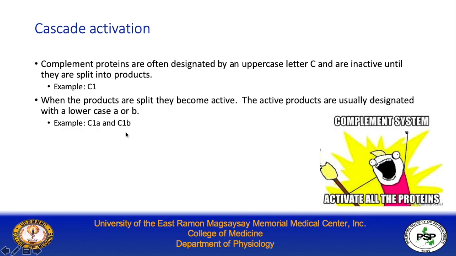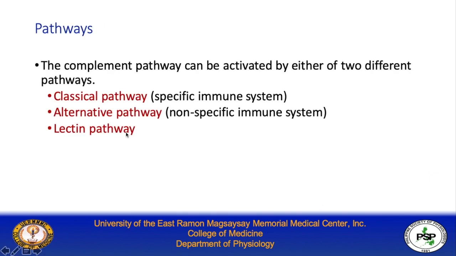Okay, so are you guys ready to look at the complement system? Now, there are several pathways used to activate the complement system. We have the classical pathway. Take note, this is dependent on the specific immune system, or in other words, the adaptive immune system. Then we also have the alternative pathway, which is non-specific and depends on the innate immunity. And a third pathway would be the lectin pathway.